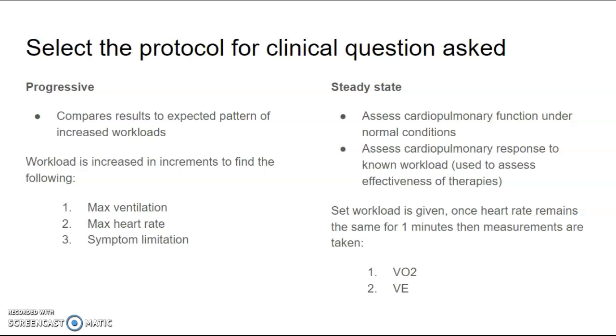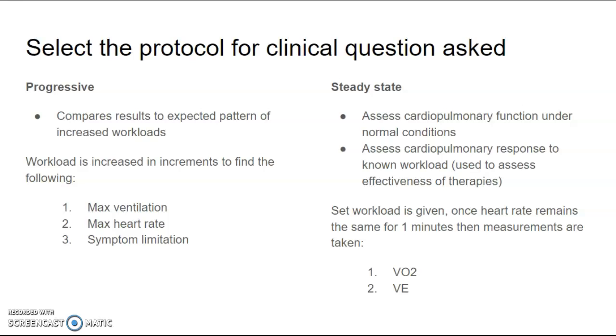As workload is increased in increments, you're going to find the max ventilation, your max heart rate, and then if they are symptom limited, meaning maybe they don't reach their maximum heart rate because they have to stop because they have pain in their knee, or maybe because they're short of breath, or maybe because they develop chest pain. So as you increase your workload, you're going to find out one or all three of those items.